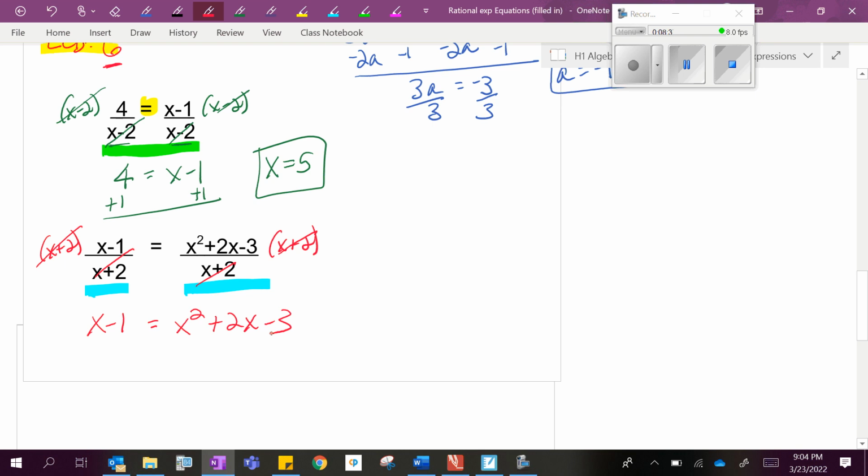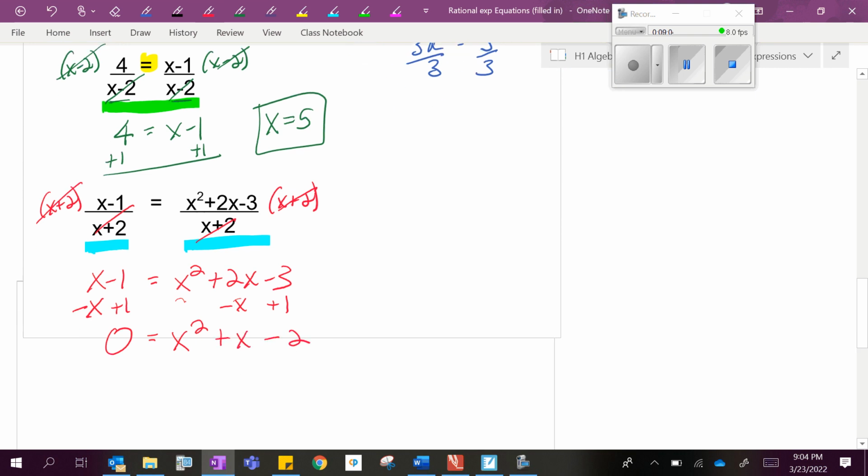Now we solve. Again, it looks like we're going to have to factor, right? Because we have some x squareds and some x to the first. Remember you can't factor unless an equation is set equal to 0. So in this case, we're going to set the equation equal to 0 by subtracting that x and adding that 1. And we get x squared plus x minus 2. So now we have an equation to solve.